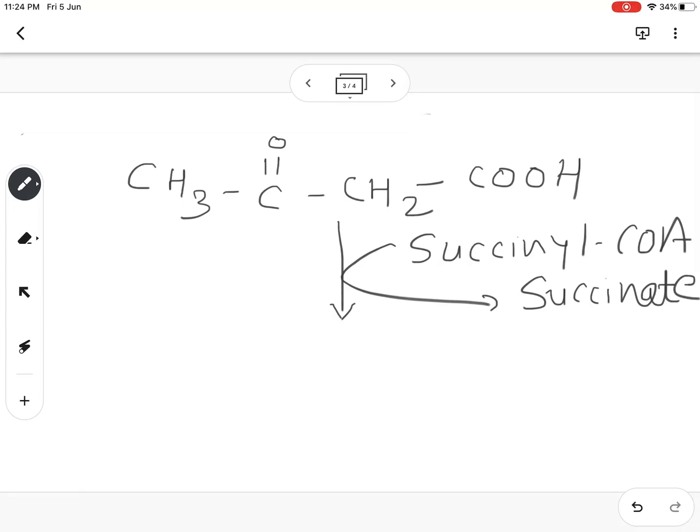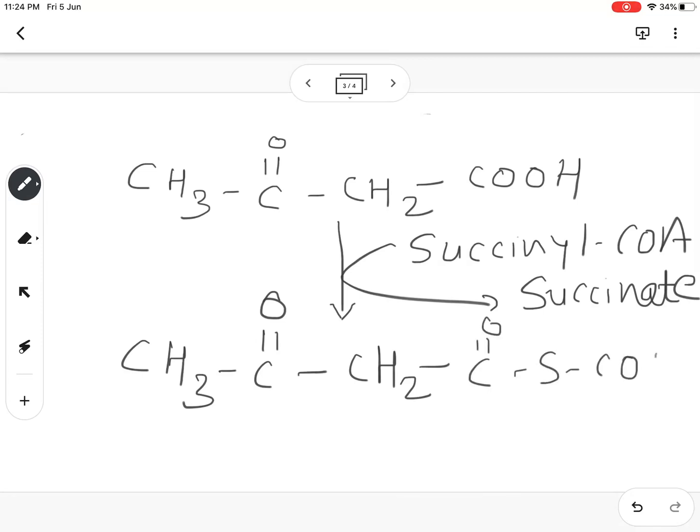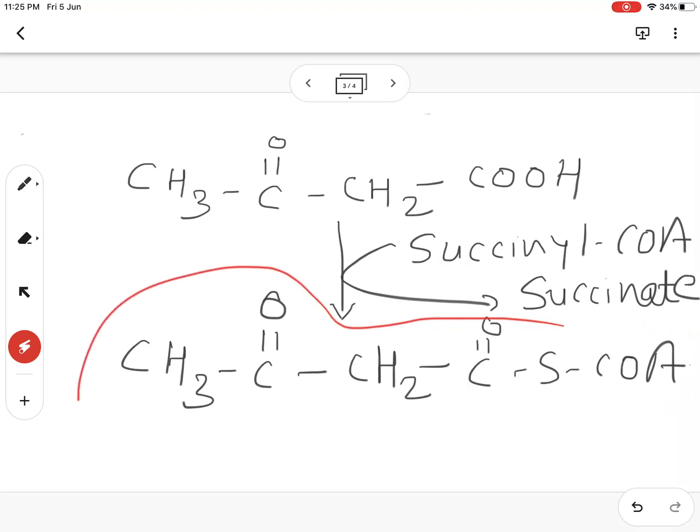And that coenzyme A is linked to acetoacetate to form beta ketoacyl CoA. Beta ketoacyl CoA molecule is formed in this reaction, and this reaction is catalyzed by the enzyme CoA transferase. So CoA transferase catalyzes the linking of coenzyme A to the beta ketoacetate or acetoacetate, and the product formed is acetoacetyl CoA.